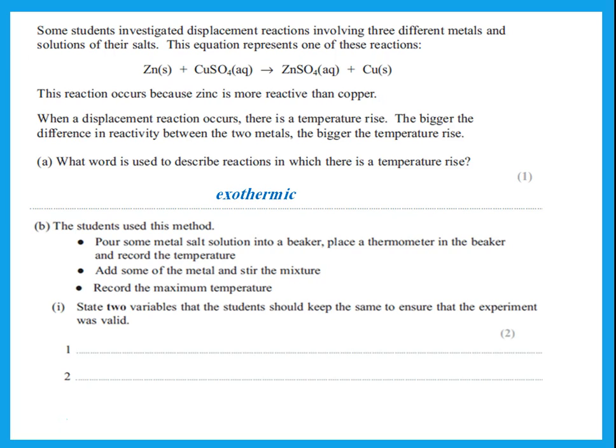State 2 variables that the students should keep the same to ensure that the experiment was valid. We said when we're trying to compare between different types of metals or different types of solutions, what was he doing? He was putting different types of metals. So what should I keep constant? The volume of the solution and the mass of the metal. They are different metals, but I have to use the same mass. You could also say same surface area of metal, same concentration of the solution, same, what else? I think that's it, okay?